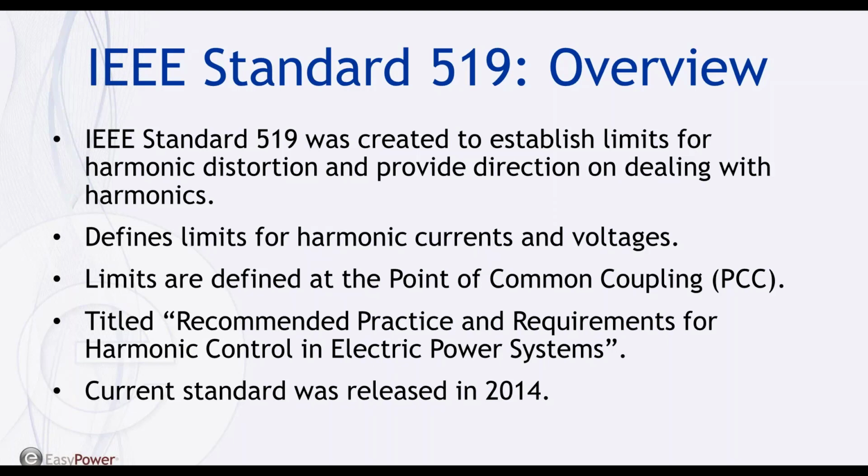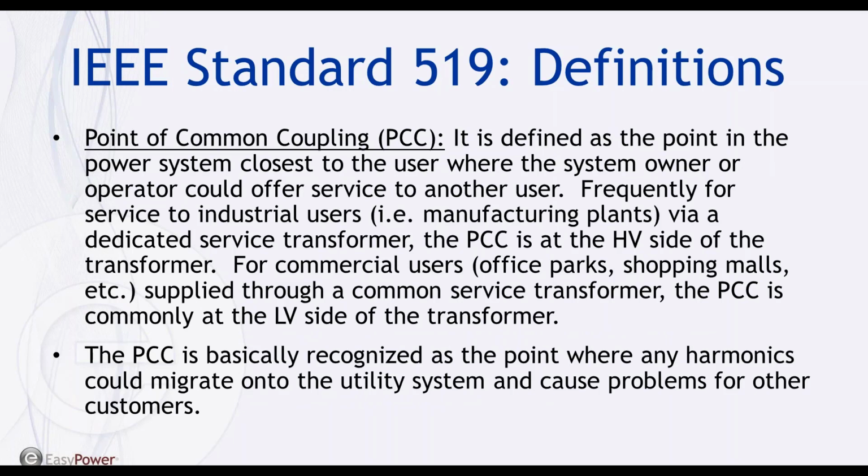Distortion limits for both current and voltage are defined in order to minimize interference between the electrical equipment. The limits are defined at the point of common coupling, which I will discuss. The standard is titled Recommended Practice and Requirements for Harmonic Control in Electric Power Systems, and the current standard was released in 2014.